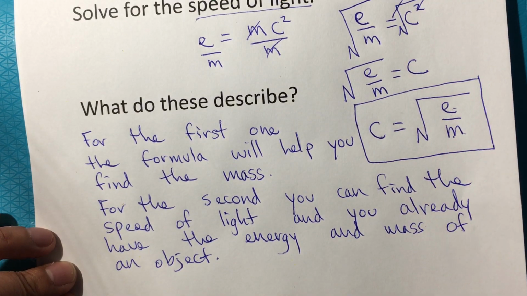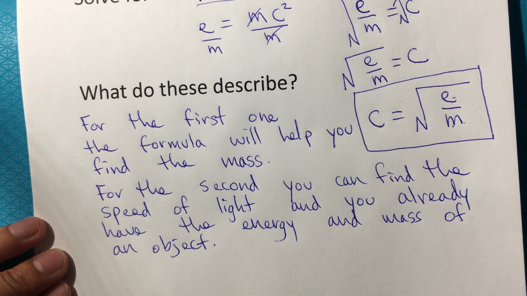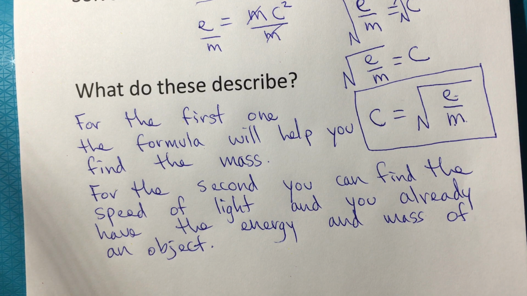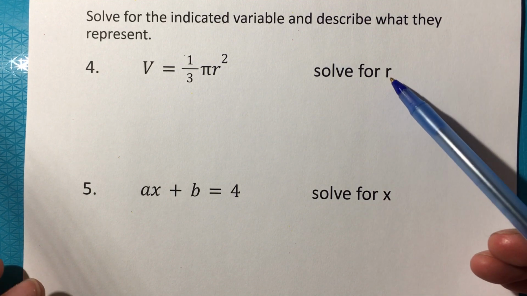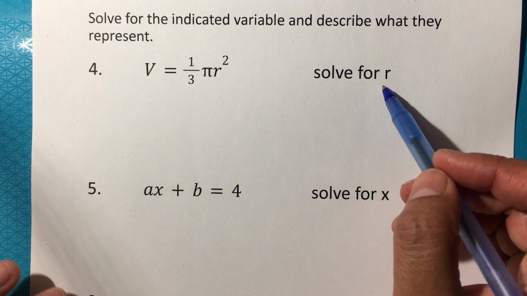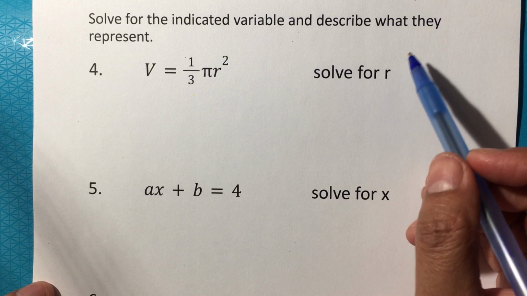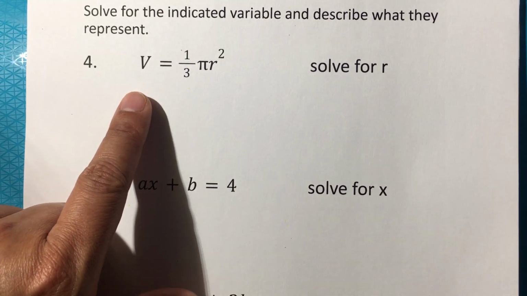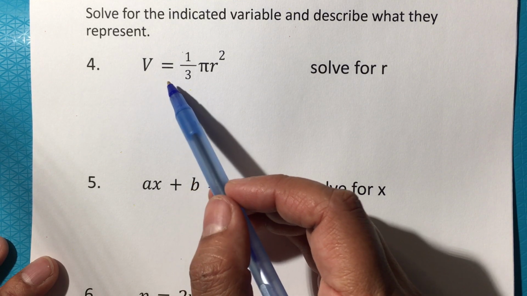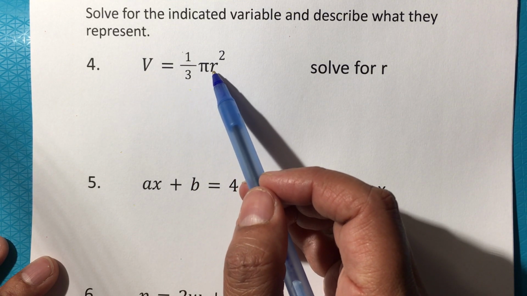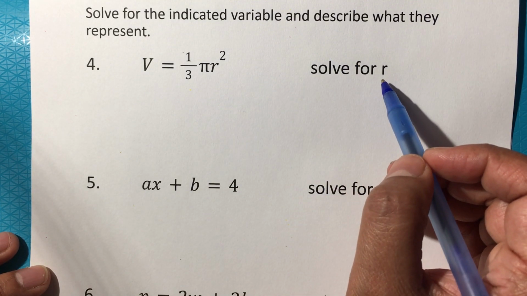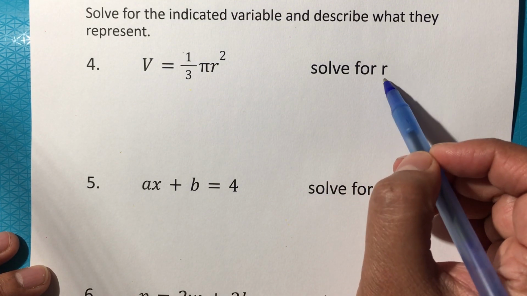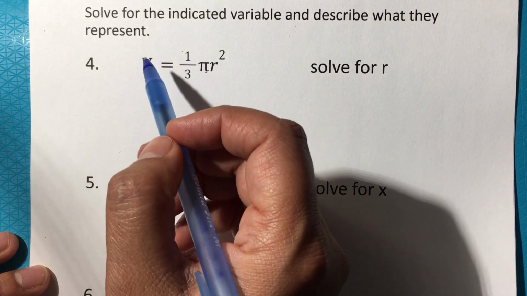Okay, I wasn't letting you see, so pause the video so you can copy it, and let's go to the next one. You can see you're basically canceling to solve for the variable that they're asking you to isolate. In here it says solve for r. This is the volume of a cone, 1/3 times pi times r squared. When they're asking you to solve for r, that means we don't know the radius, but we know pi and we know the volume.